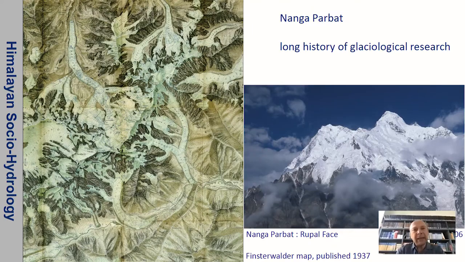In the Nanga Parbat area, we have a positive situation in that we have a very detailed topographical map that was published in 1937. It was produced during the German Himalayan expedition in 1934, and this provides a valuable baseline for the Nanga Parbat area. So we have a long history of glaciological research there that really helps to have a long-range dimension to understand these changes.